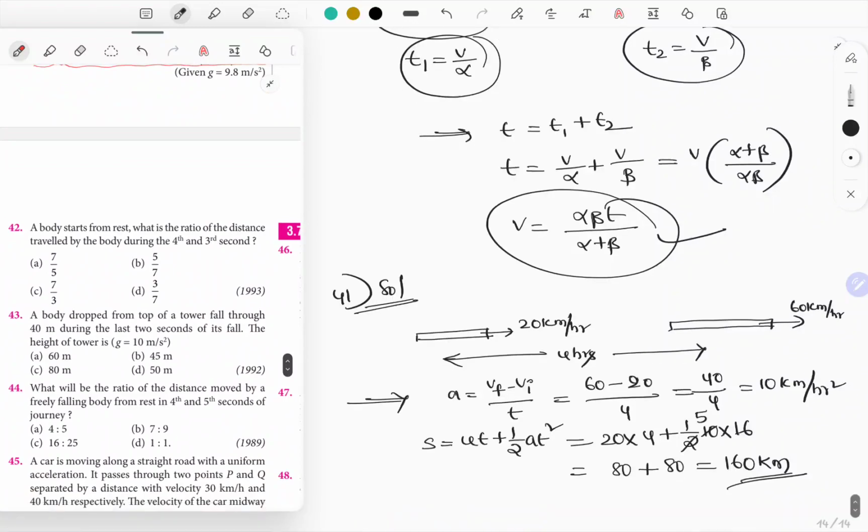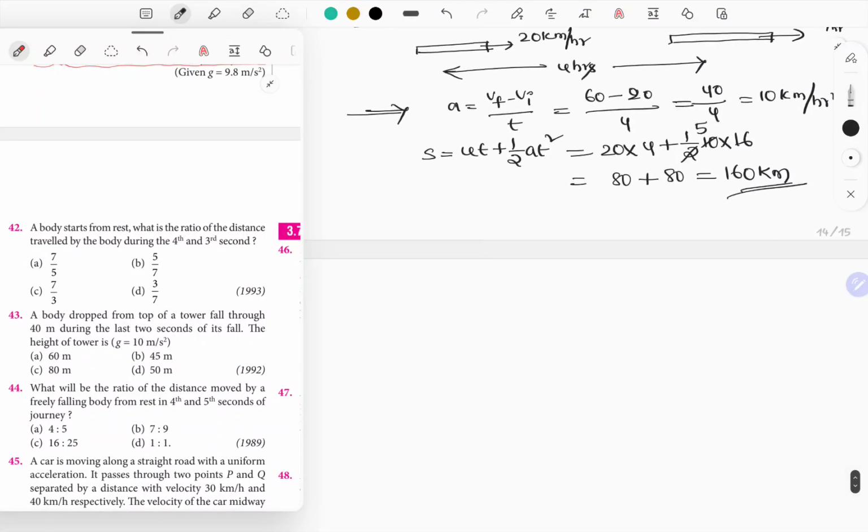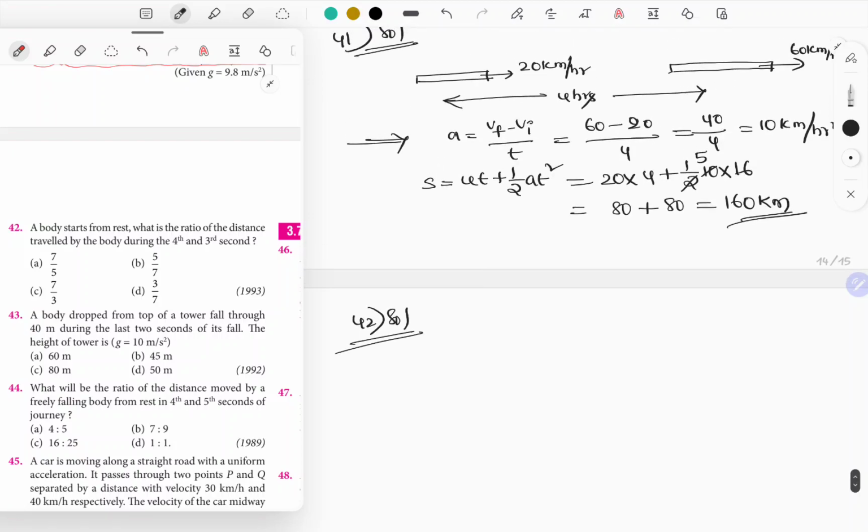Next, question number 42. The body starts from rest. What is the ratio of distance traveled by the body during 4th and 3rd second? Body starts from rest in the sense u is equal to 0. Acceleration is same for both of them. S is equal to u plus a by 2 into 2n minus 1. We have this equation. U is equal to 0.